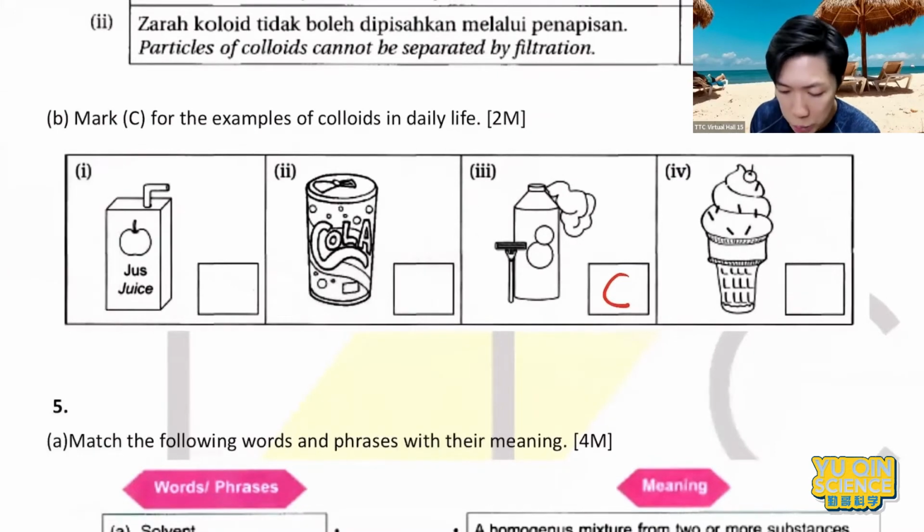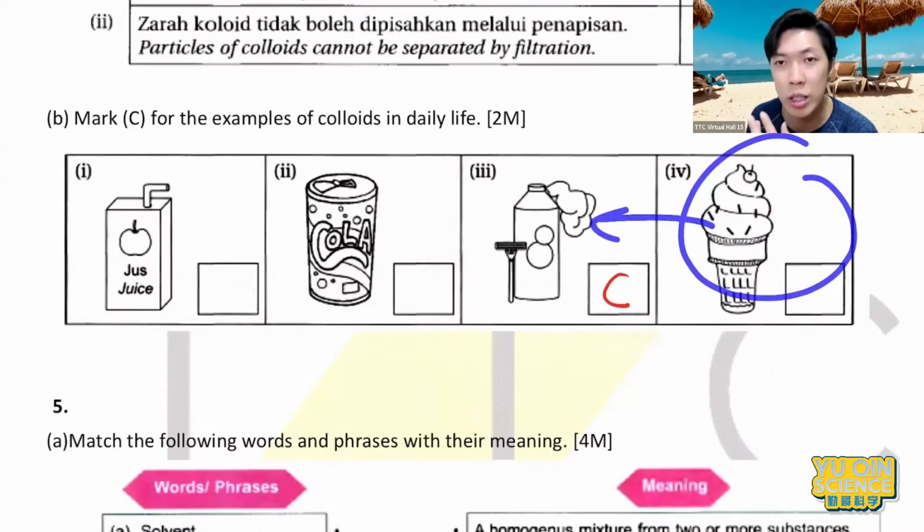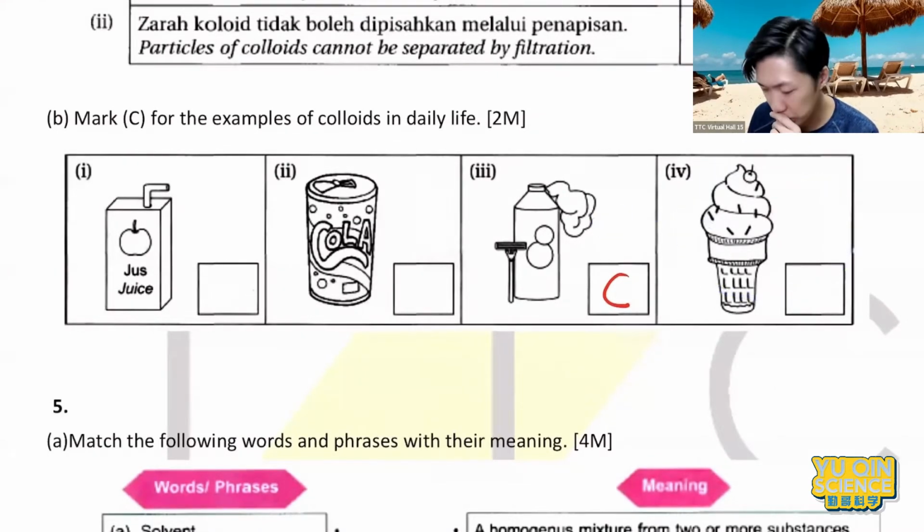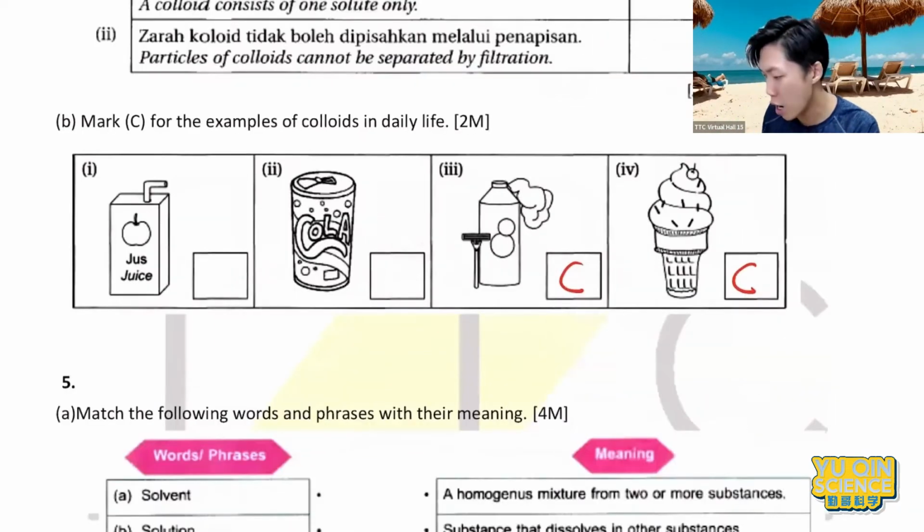Ice cream is almost the same idea. It's uniform in color. If you try to filter ice cream, basically everything just goes through the filter paper, and light doesn't pass through. There's nothing sinking or floating like suspension, so that should be colloid as well. 2 marks. Okay. Ding.